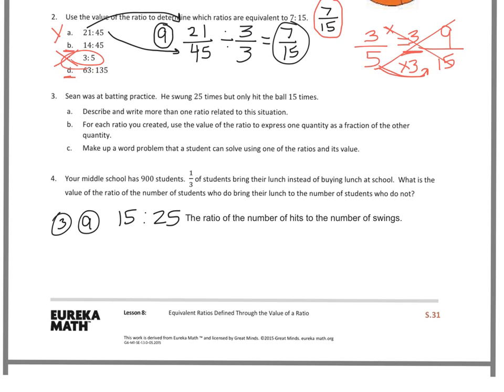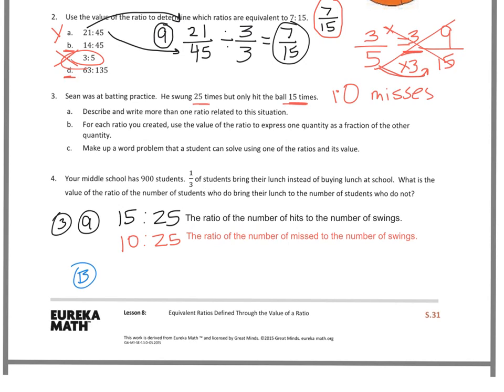And then I want to do the number of misses. So if I take 25 and subtract the number of hits, I'll get 10, and that's got to be the number of misses. So my next one will be 10 to 25, and that's the ratio of the number of misses to the number of swings. So that's A. Because it says more than one, I just did 2 of them.